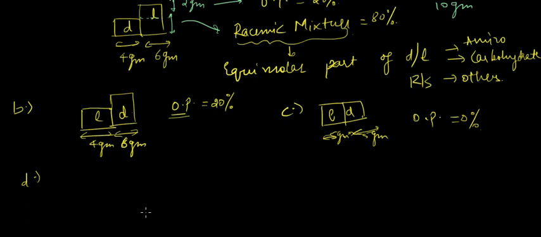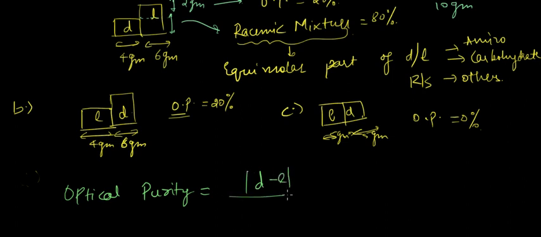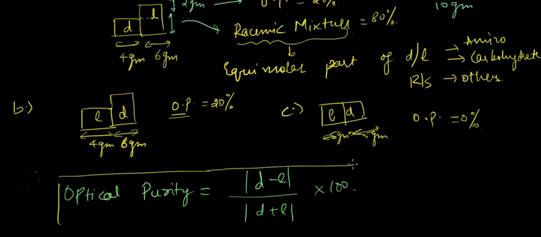I hope you have now gotten a fair idea of how we calculate the optical purity. So without wasting any more time, I'm directly writing the formula for calculating the optical purity. You can write the formula: optical purity equals the modulus of the concentration of D minus L, divided by D plus L, times 100. This would be the formula for optical purity. Okay.